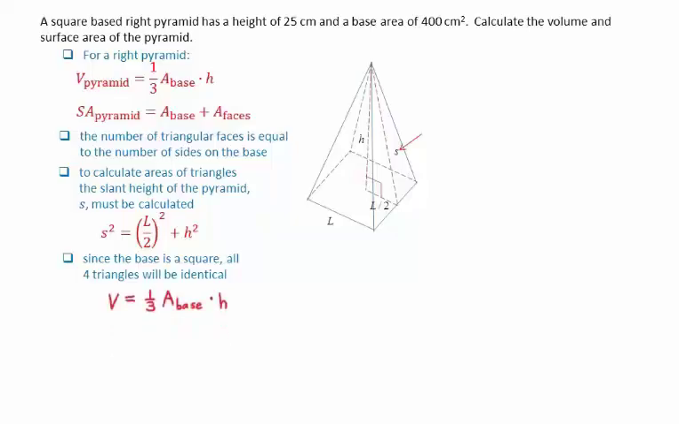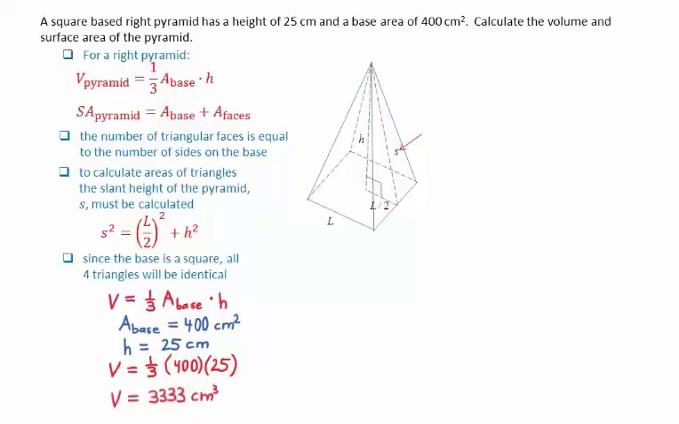The volume then is equal to 1/3 times the area of the base times the height. We know that the area of the base is 400 centimeters squared and the height is 25 centimeters. We can simply substitute these into the formula. 400 in place of A, 25 in place of H, gives us 3,333 centimeters cubed for the volume.